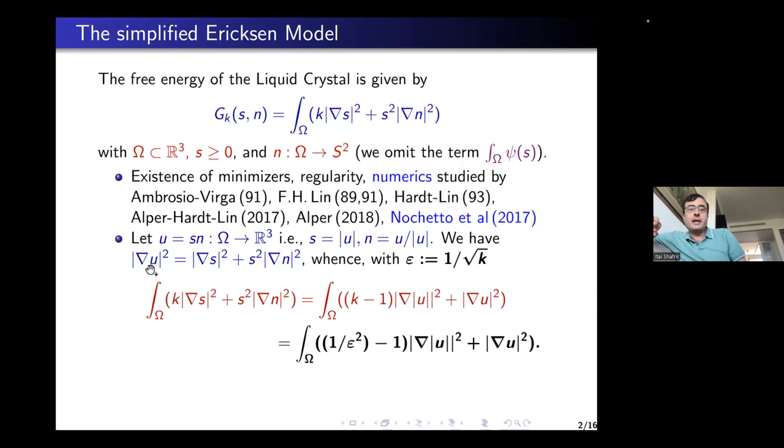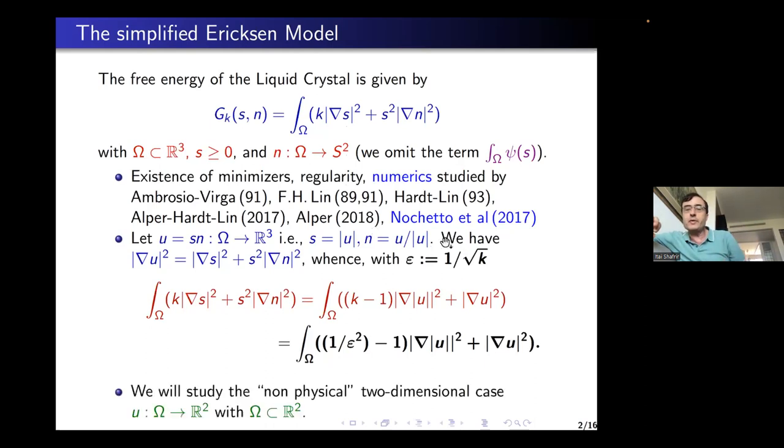And then we have this formula for the gradient of U squared in terms of S and N. Using this, we can rewrite the energy in terms of U alone. So we have K minus one times the gradient of the norm of U squared plus the gradient of U squared. K is a parameter of the material in the original problem. We switch to another parameter epsilon, which is one over the square root of K. And then we have this expression in bold. This is actually the energy we are going to work with in the sequel.